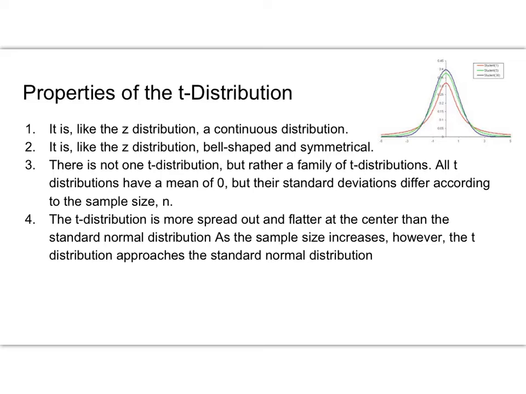The t-distribution is more spread out and flatter at the center than the standard normal distribution. However, the larger our sample gets, the closer we get to a normal distribution, and 30 is about the threshold for that, a sample size of 30.